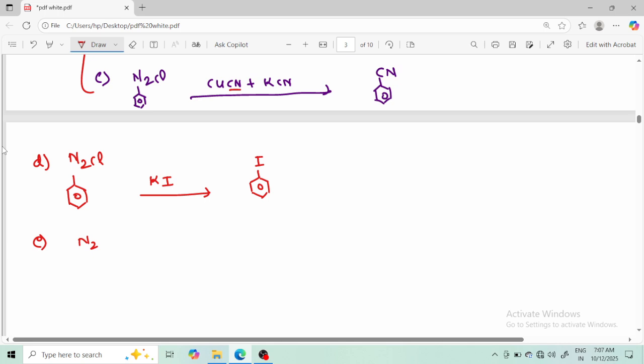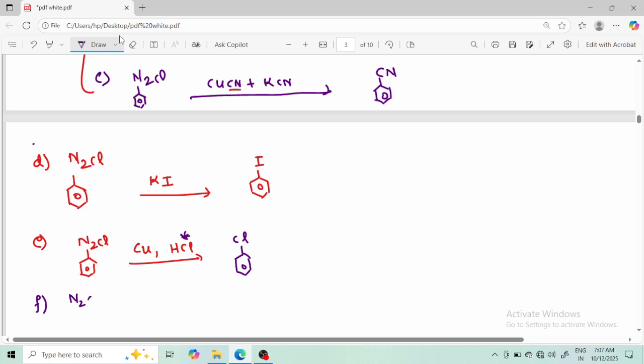Now let's say that N2Cl is reacting with Cu and HCl. So what halogen am I using here? If you look carefully here, Cl is the halogen or not? Right? Cl is the halogen. Yes or no? This one. So this Cl will replace this N2Cl part.